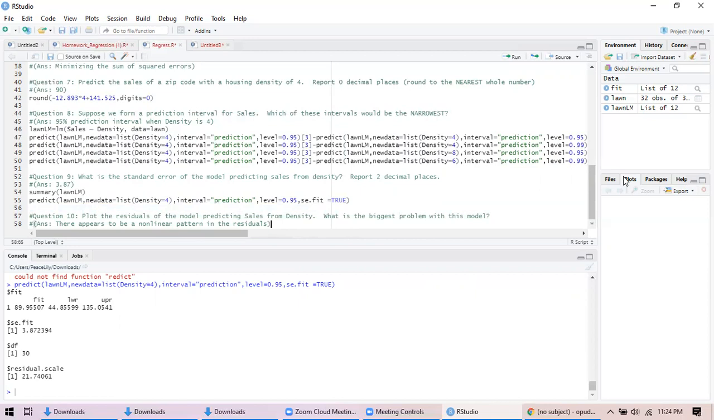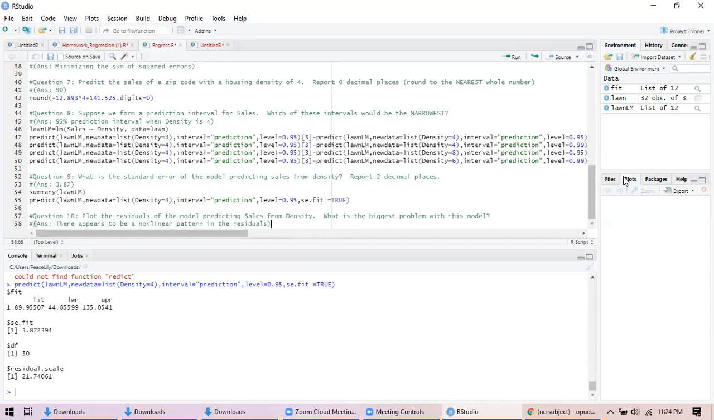Okay, plot the residual of the model predicting cells from density. What is the biggest problem with this model? So let's plot the residuals of the model. Did I write any code for this one? Yeah, there appears to be a nonlinear pattern.